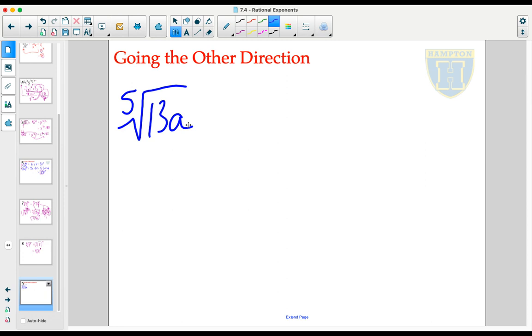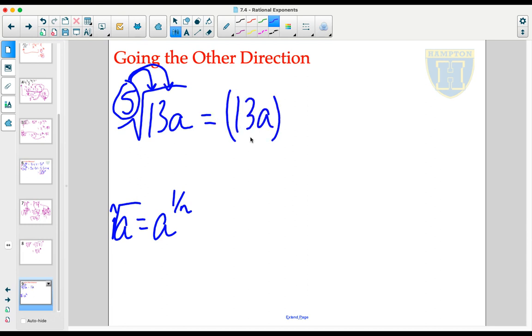That fifth root is applied to both the 13 and the a, and we've established at this point that the nth root is just the fractional reciprocal power. So because this 5 is applied to the 13 and to the a, all of 13a will need raised to the fifth power.